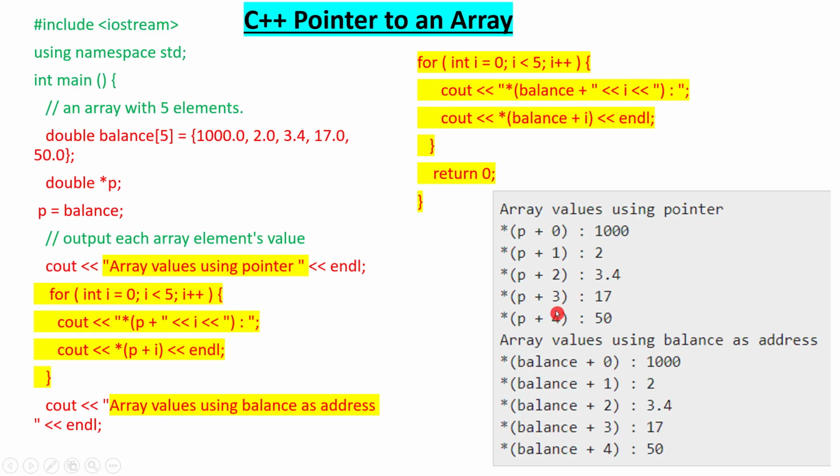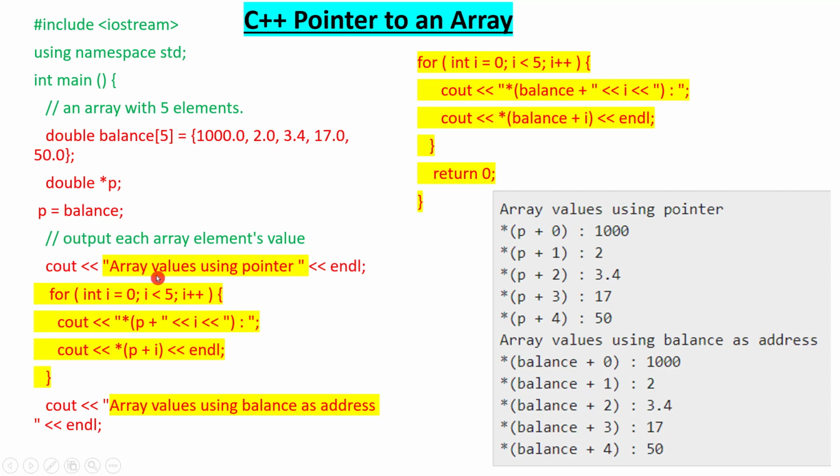Then one more problem to demonstrate the pointer. We will have #include <iostream>, using namespace std, int main. It is an array with five elements. double balance[5]. Double is the type of data, named balance, and you are inputting five values. double star p: you are defining the pointer as double data type. p equal to balance: you are assigning p the balance. Then to output each array element's value.